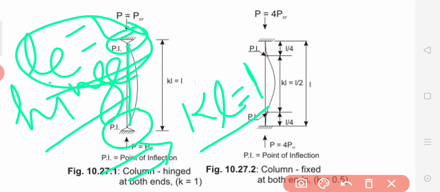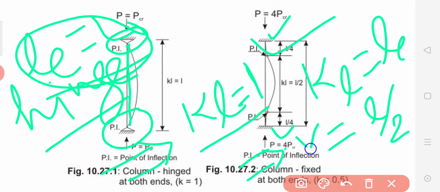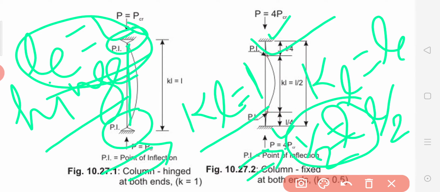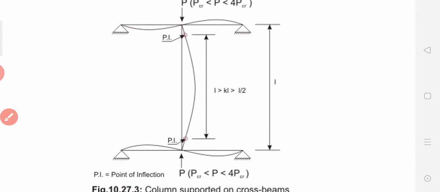Second condition is both ends are fixed. In this diagram, both ends are fixed. So here we take L effective or KL value equal to L by 2. Here we take the value of KL or L effective as 1 by 2. So this is L by 2, where both column ends are fixed.